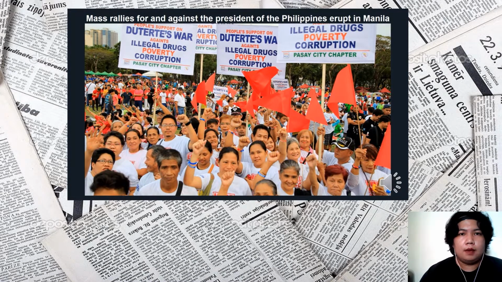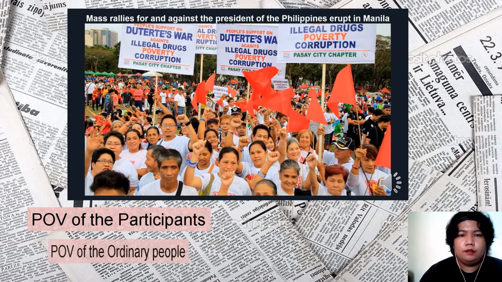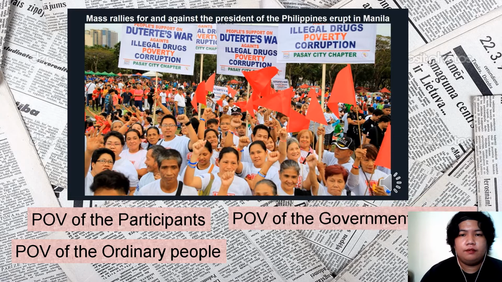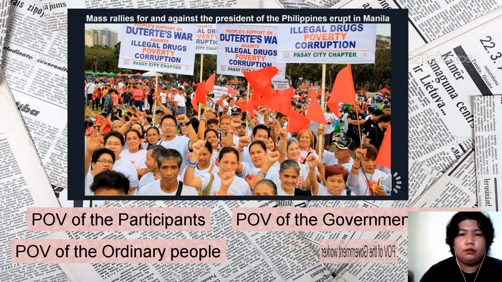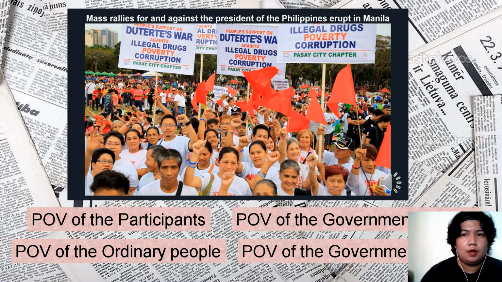One important thing about news writing is that you have to know your angle, or what you want to highlight in your article. Like a photographer, you're going to look for the perfect angle so it will come out perfectly. Example, in this photo, mass rallies for and against the President of the Philippines erupt in Manila. So as you can see, you can get a lot of angles here, like the participants' angle, the point of view of ordinary people, the point of view of government officials, and the point of view of government workers. Usually you have to look at what is the biggest news that you could write in an event.